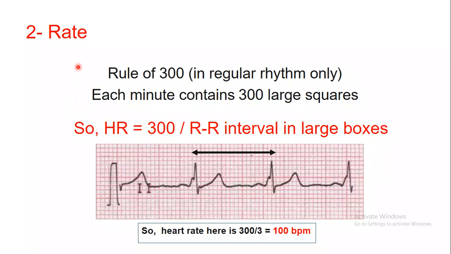Second comment will be on the rate, heart rate, with the rule of 300 in a regular rhythm patient. That depends on the fact that each minute contains 300 large squares. So the heart rate can be calculated using this equation: 300 divided by the number of large squares between each two successive R waves. In this example, we have about 3 large squares between this R and this R. So the heart rate will be 300 divided by 3, which equals 100 beats per minute.